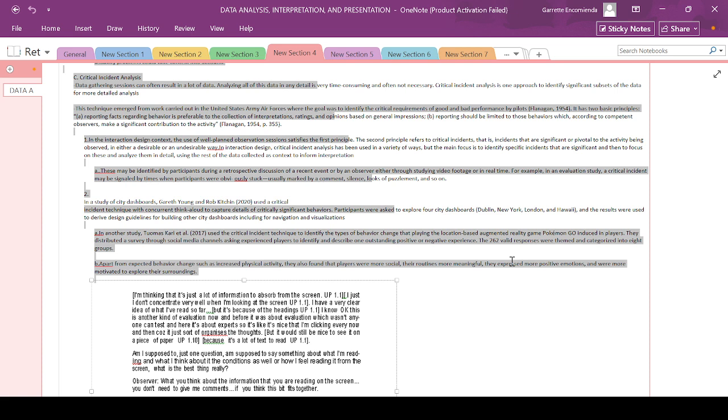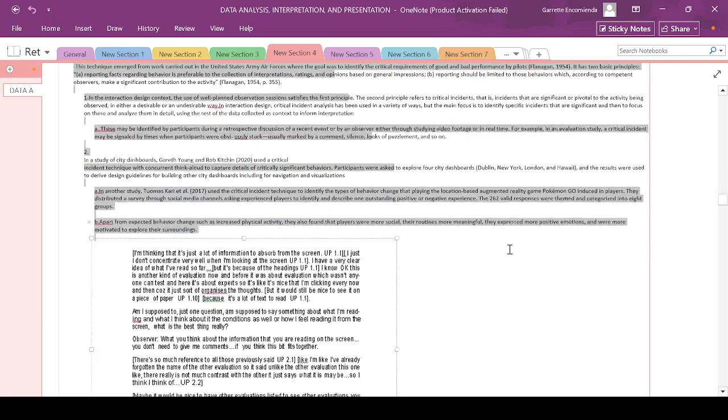In interaction design, critical incident analysis has been used in a variety of ways, but the main focus is to identify specific incidents that are significant and then to focus on these and analyze them in detail, using the rest of the data collected as context to inform interpretation. These may be identified by participants during a retrospective discussion of a recent event or by an observer, either through studying video footage or in real time. For example, in an evaluation study, a critical incident may be signaled by times when participants were obviously stuck, usually marked by a comment, silence, looks of pessimism, and so on.